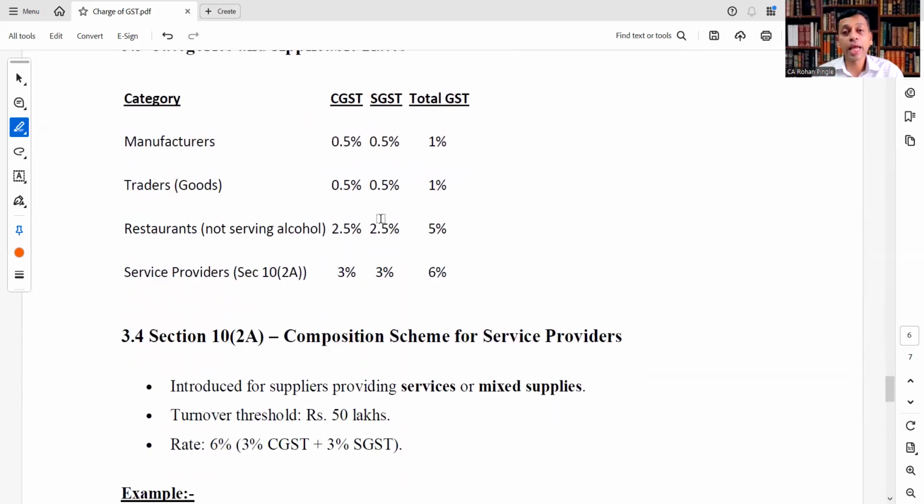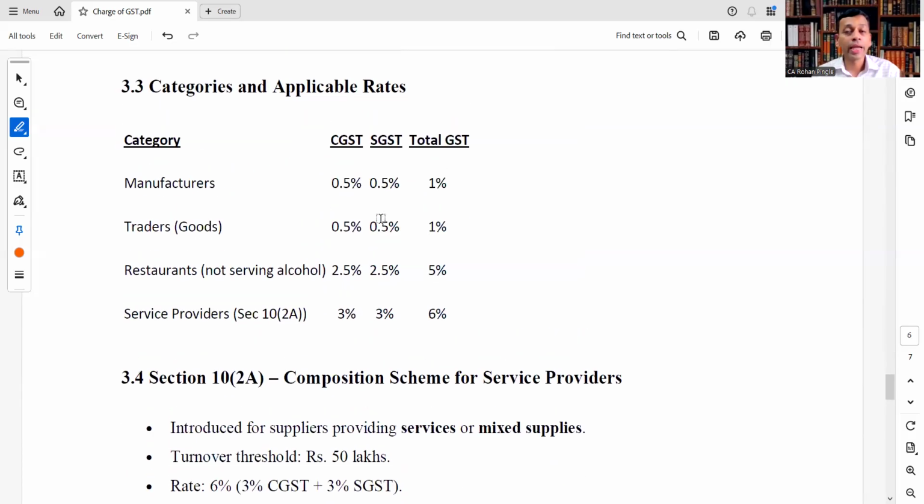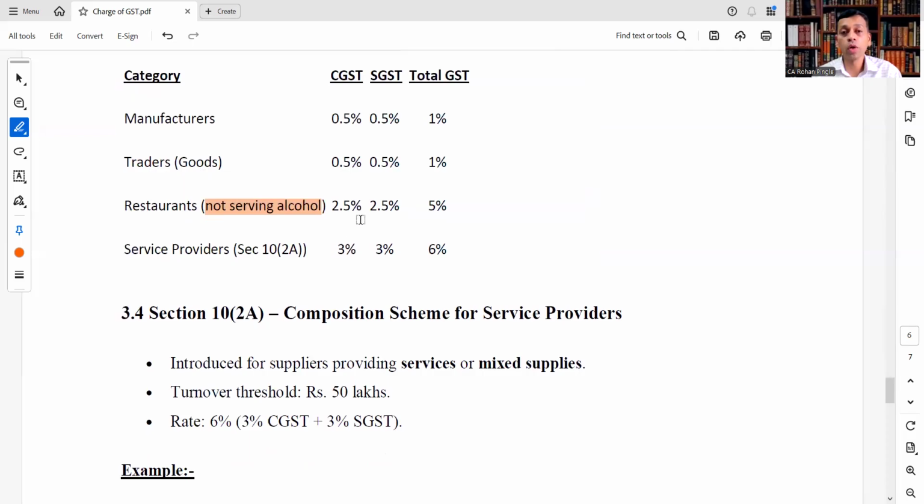Let's see the categories and applicable rates. Category manufacturer: rate is 0.5% CGST plus 0.5% SGST, total GST 1%. Traders, that is goods: 0.5 and 0.5, that is 1%. Restaurants not serving alcohol: rate is 2.5 and 2.5, total GST 5%. We are discussing the composition rate; these are the categories under composition levy. Service providers, section 10, subsection 2A: rate will be 3% and 3%, total GST 6%.